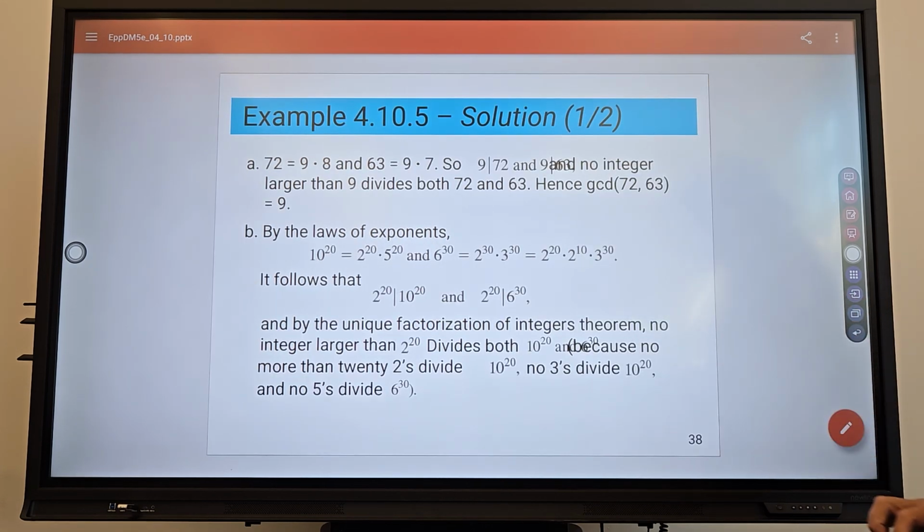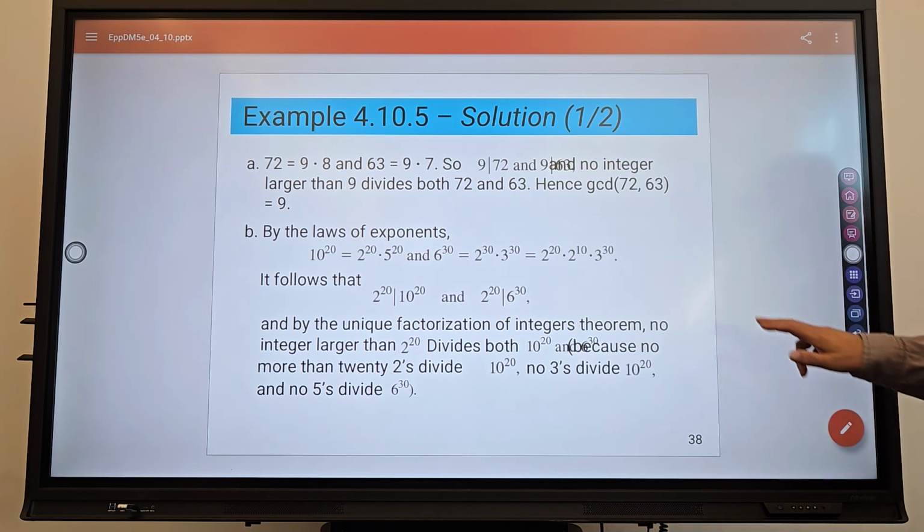Let's see here. The greatest common divisor of 72 and 63 would be 9, because 9 times 8 and 9 times 7 equals 72 and 63 respectively.